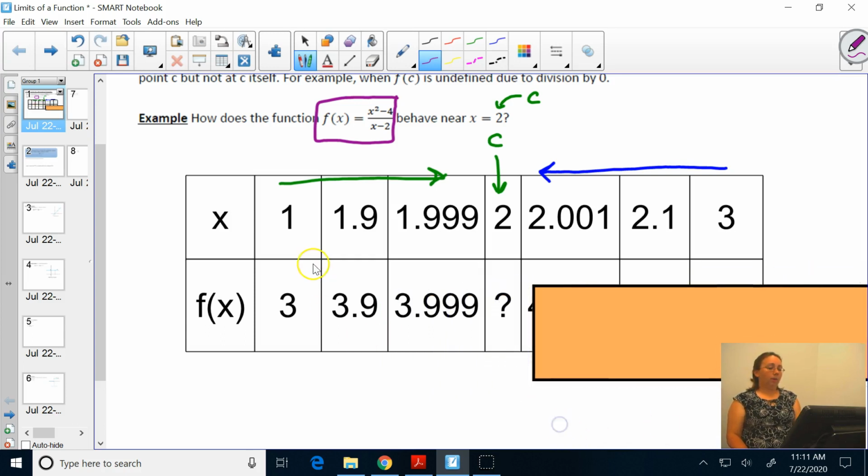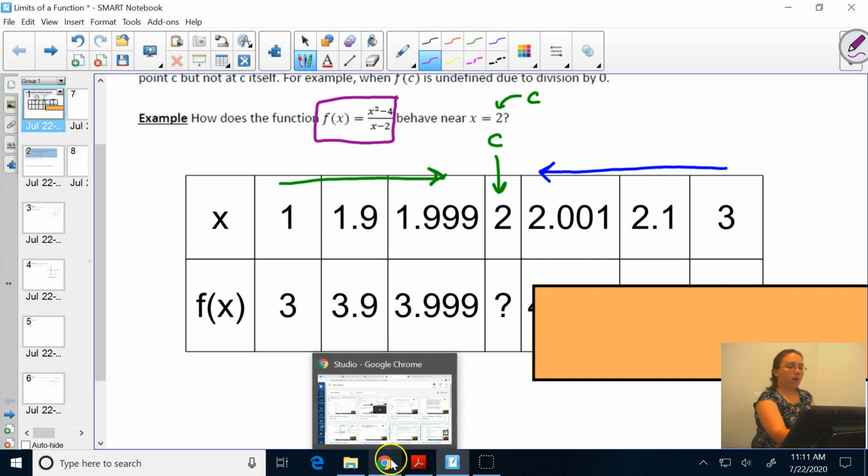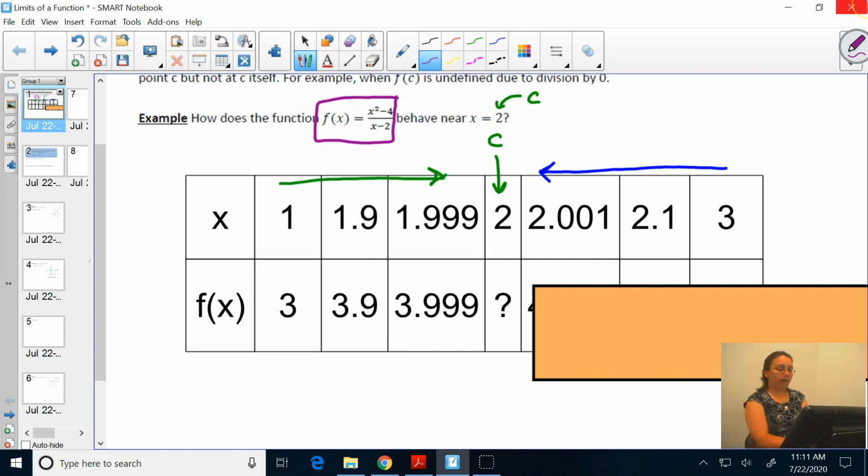Okay. Over here, we have our function values. As we follow our table from left to right, what do you notice about these values? Are they approaching a particular number? Well, they're not changing as much as they used to. As you approach 2, they change less and less. What's happening on the other side?